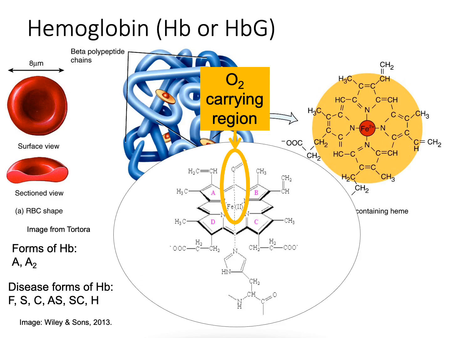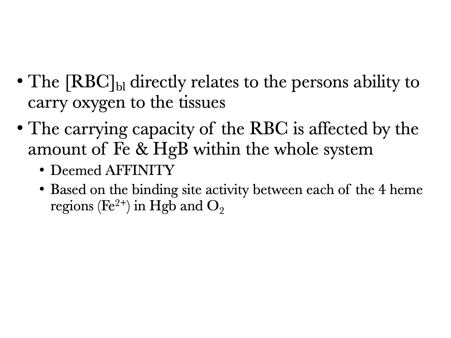Now, we talk about it as a single hemoglobin molecule. However, you have to remember that there are hundreds of thousands and millions of hemoglobin molecules per erythrocyte. The amount of erythrocytes that are in the plasma will directly relate to the oxygen carrying capacity for the individual. This oxygen carrying capacity is what's referred to as affinity. And that affinity is how likely is the iron molecule itself to bind onto the oxygen and stay bound to that oxygen.